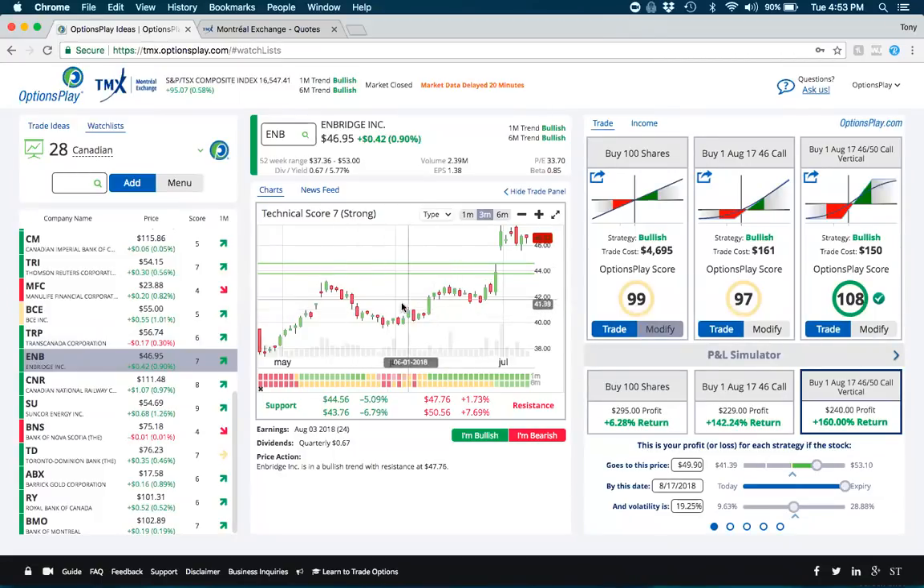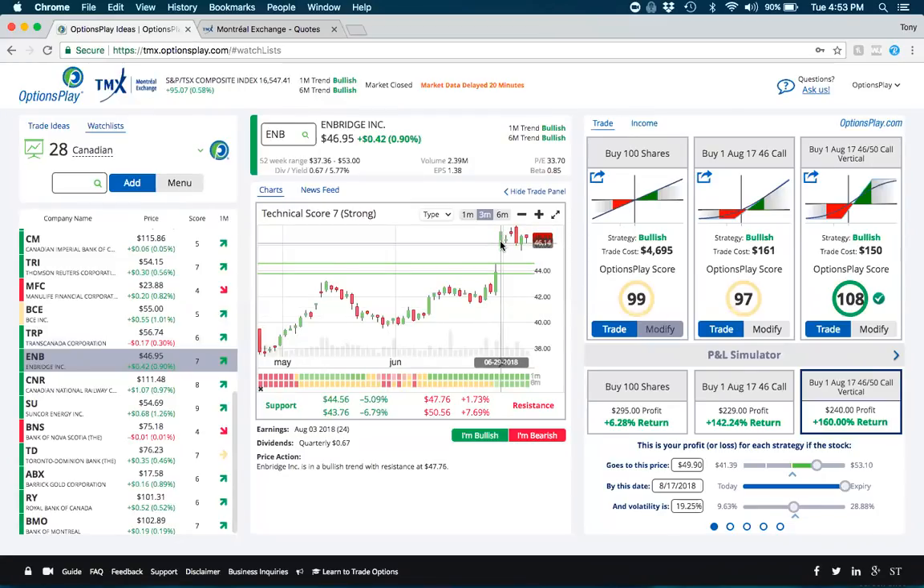So I looked at Enbridge, and as you can see, it really formed a bit of a triangle or a rectangle here over the last few months, from about early May to about late June. It consolidated between 39 and 43, so a fairly tight range. It hit that 43, came back down, hit that 43, came back down, and eventually had this big break above the 43 level and really broke above to this 46 level.